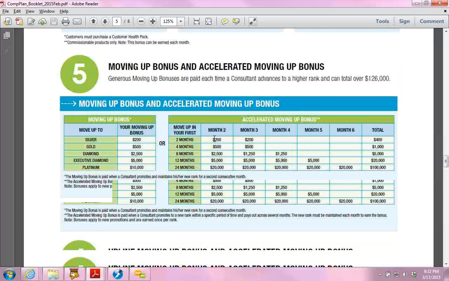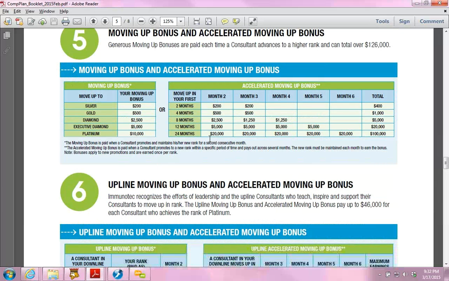But the one other thing I do really want to point out is section 5 that's called Moving Up Bonus and Accelerated Moving Up Bonus. Starting with silver, when you move from venture to silver and you maintain yourself as silver the second month. What they're saying is you can't just buy a ton of product or have some kind of miracle month that gives you enough points to be silver, but then the next month it goes back to very small. If one month you go way over 6,000 points, but the next month you go down to 2,000 points, you can't get your silver bonus.